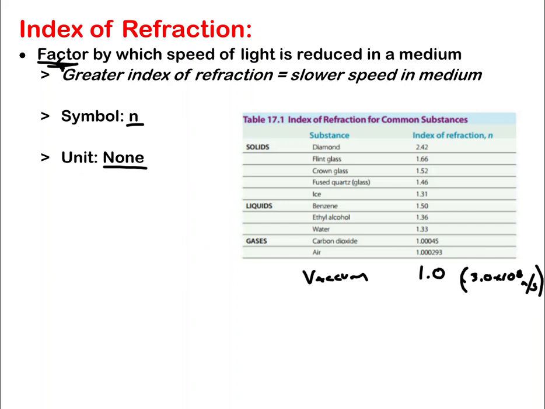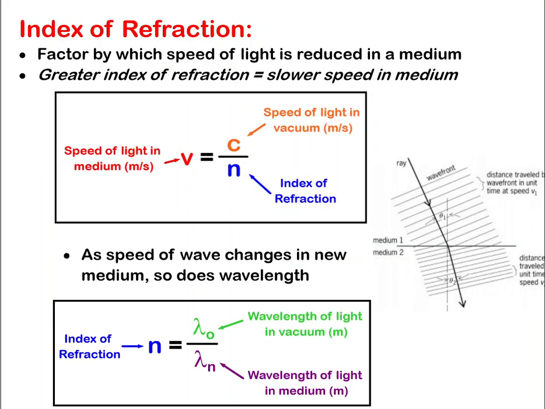Okay, so let's take a look at the math behind the index of refraction. We can figure out how the speed changes, since this is a factor. So if we want to know the speed of light in a given medium, like let's say water, we would simply take the speed of the light in the vacuum. So this is going to be 3.0 times 10 to the 8th meters per second, and we divide it by that index of refraction, or n.